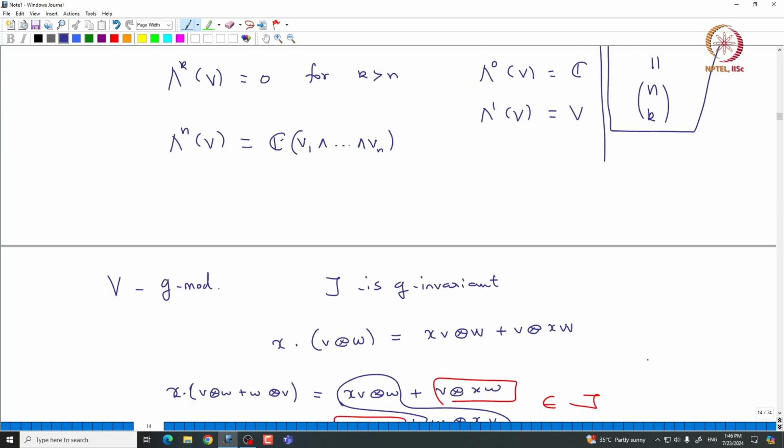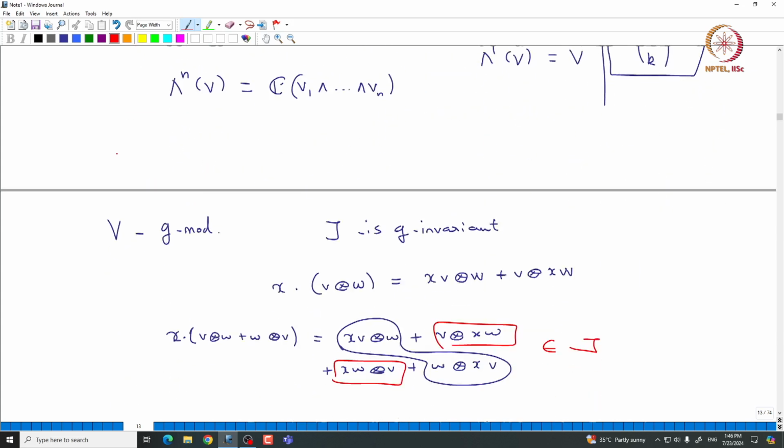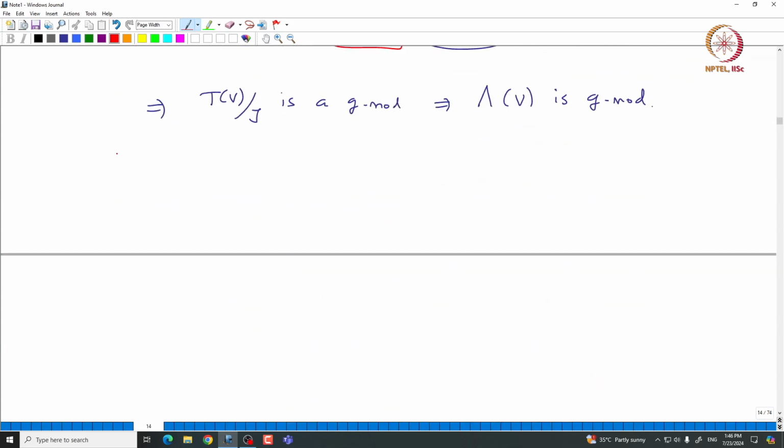Okay. So now if we take this particular lambda k of V, you can easily see that this is indeed a G submodule. That is because you can just apply it on the basis element and then see what you are getting. So the action is induced from the tensor product. Let us see how this x is acting on the wedge. If you take x acting on this wedge v_i1 etcetera v_ik, it has to act as a derivation.